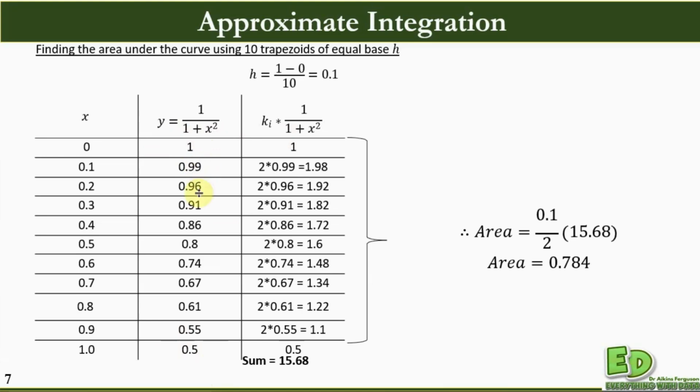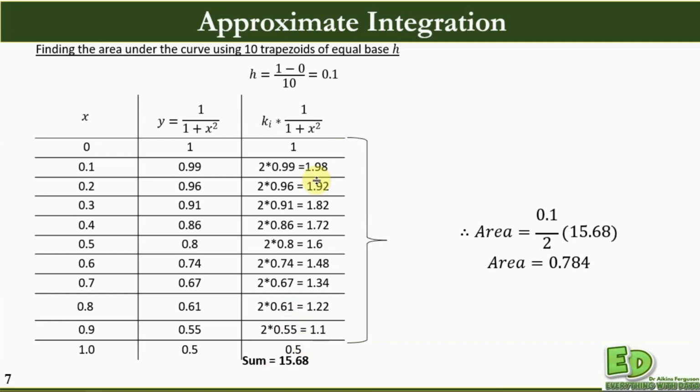The values in the middle are also going to be multiplied by 2 each. So 1 times 1 gives us 1. 2 by this 0.99 gives us 1.98. This by 2, this by 2, this by 2, this by 2, and we have these values here. You can see that the final value here, 0.1, is also multiplied by 1 and gives us 0.5.